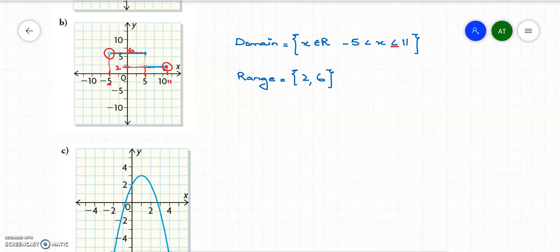Now let's figure out is the given relation is a function or not. So for the function, the domain must be unique. So we can say that the domain is from -5 to +11 since the domain is unique. So we can say that the given relation is a function.